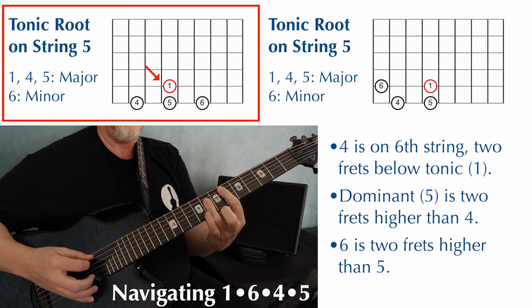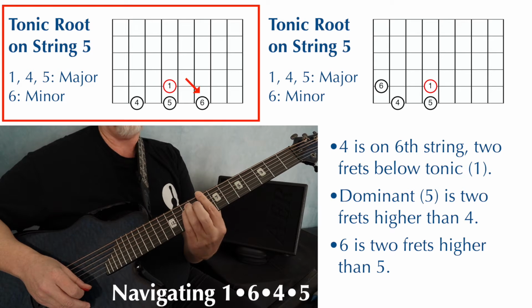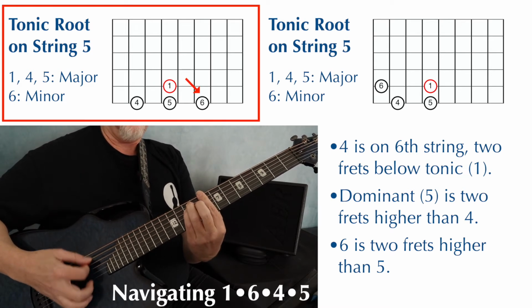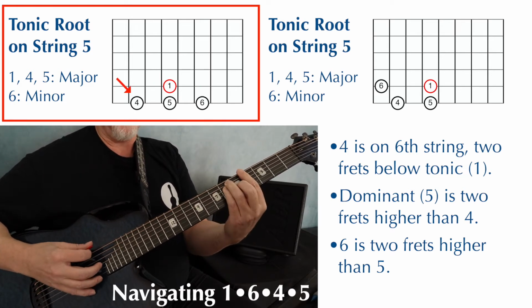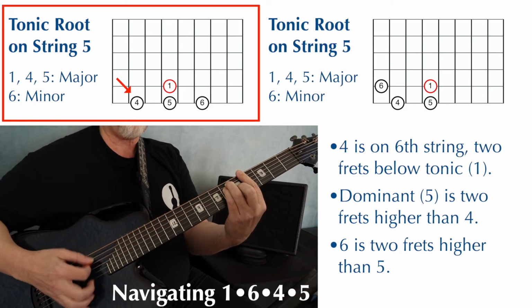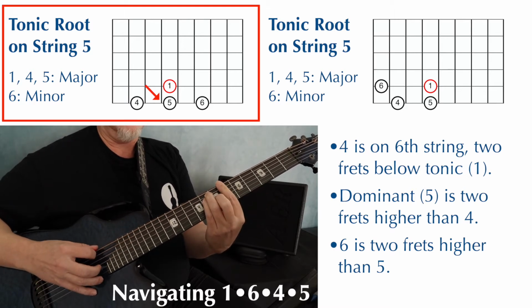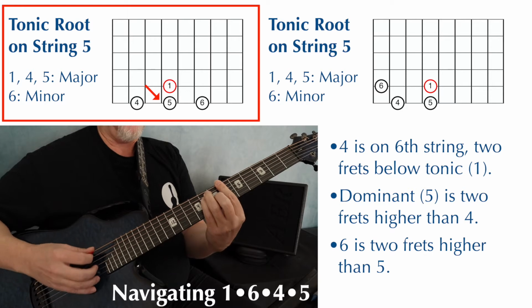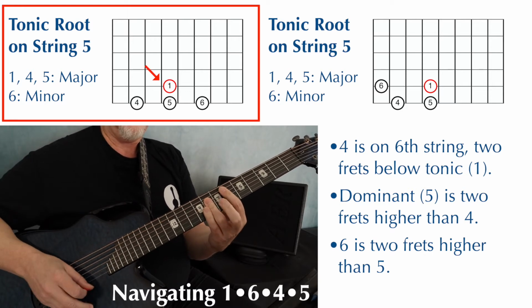1 is major, E flat major in this case. 6 is minor, C minor. 4 is major, this would be A flat major. 5 is major, that's B flat major. And then back to 1, E flat major.